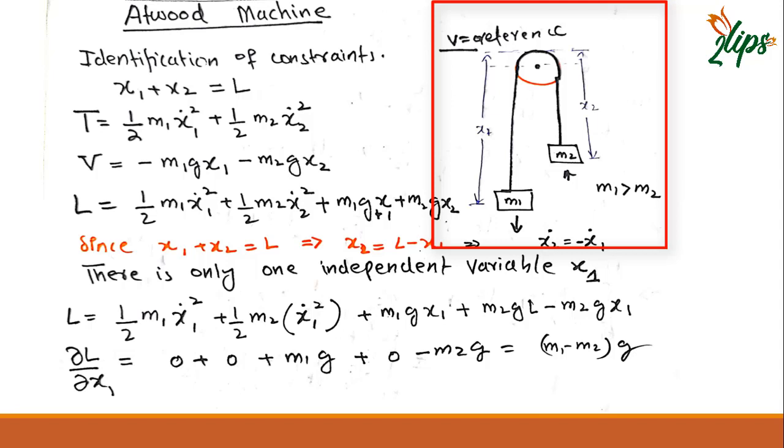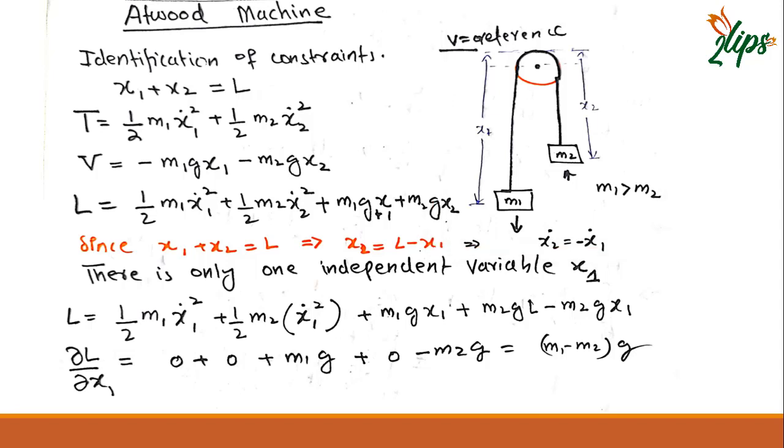Let's say the coordinate of M1 is x1 and of M2 is x2. I can write the kinetic energies for these two objects: half m1 x1 dot squared plus half m2 x2 dot squared. I can also write the potential energy as minus m1 g x1 minus m2 g x2. Here I have chosen the top of the pulley as my reference.